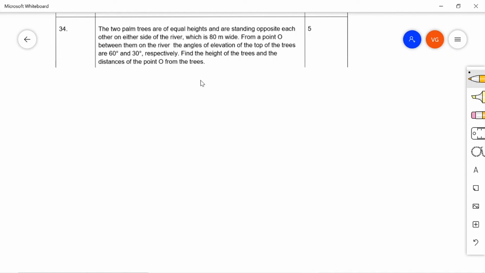You might have done many kinds of problems in trigonometry. So read the question twice, draw the picture properly, and read the question again to check whether you have marked the data correctly or not. So let us see. 2 palm trees of equal height standing opposite to each other on either side of the river. So I am drawing 2 lines of equal height, and this is like the river that separates them. They are telling it is 80 meter wide. So let us say this total is 80 meter wide.